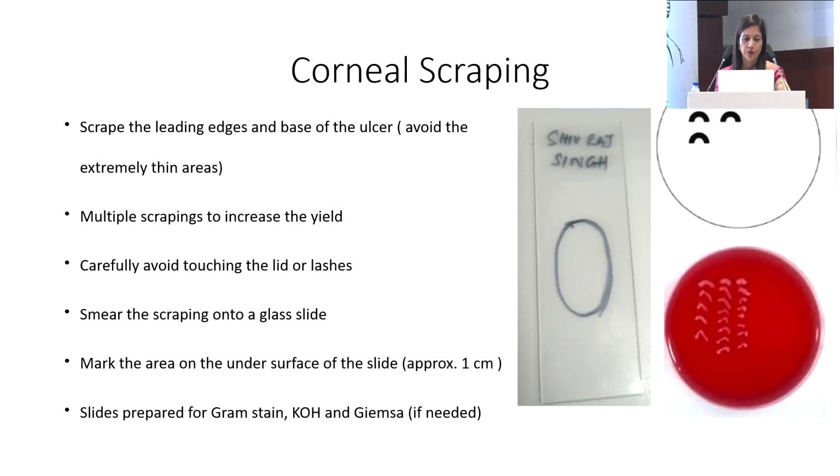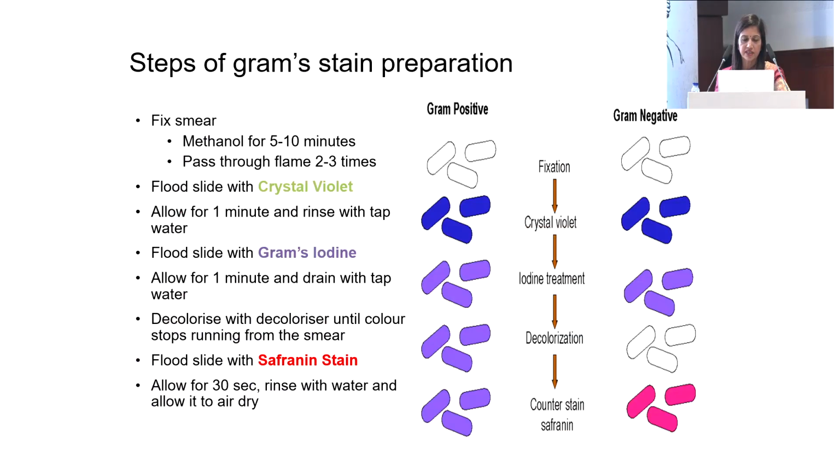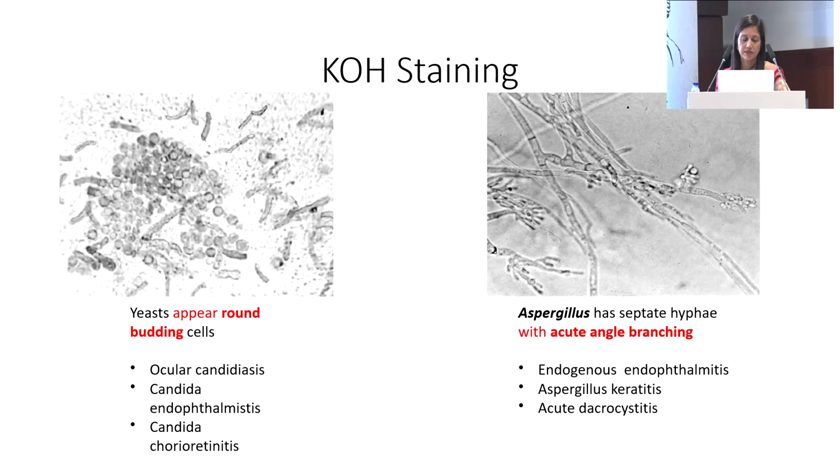So for Gram staining, we see bunch-like, grape-like arrangements, and in gram positive organisms we see chains. In KOH preparation, it is very simple, and we should all do KOH testing. We should just put the specimen, no need to even spread it. Just put 1 drop of 10% KOH, place the cover slip and examine under the microscope. KOH just loosens the stromal laminae and you are able to see it under the microscope. If you don't have KOH, you can even stain with trypan blue, which we use in cataract surgery.